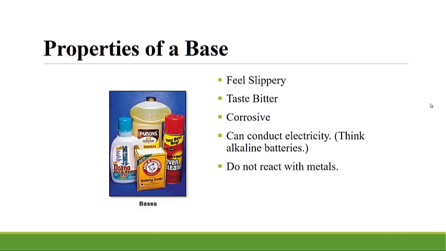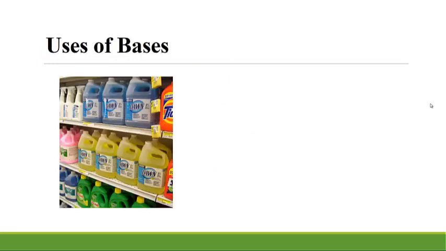Unlike acids, generally the bases are not going to react with metals, and they do have a change with litmus paper. In this case, it's going to turn red litmus paper into blue, so the opposite kind of color change that we saw with the acids.